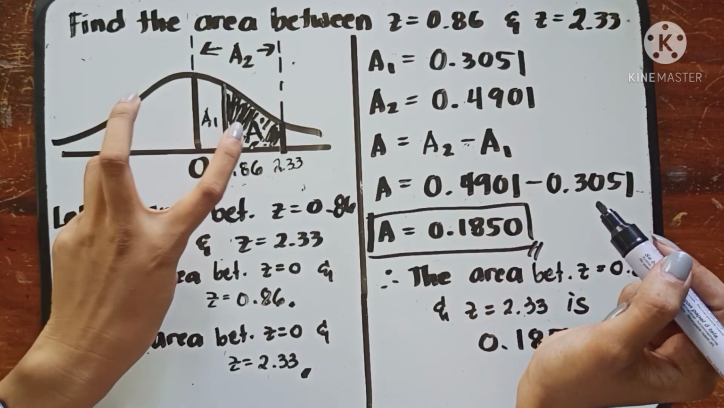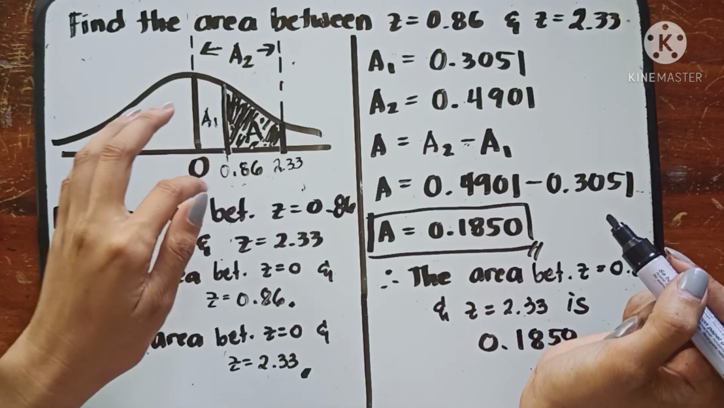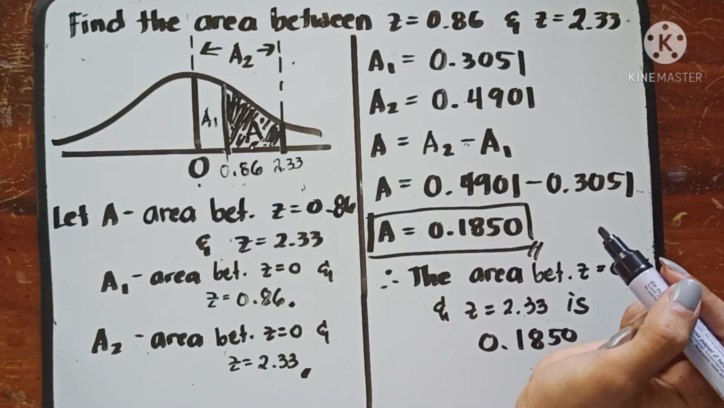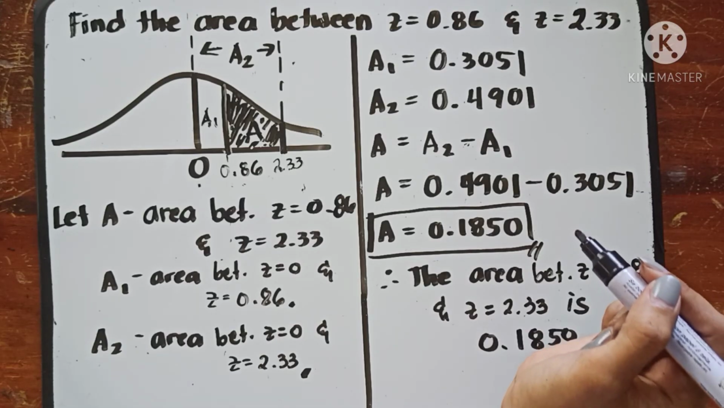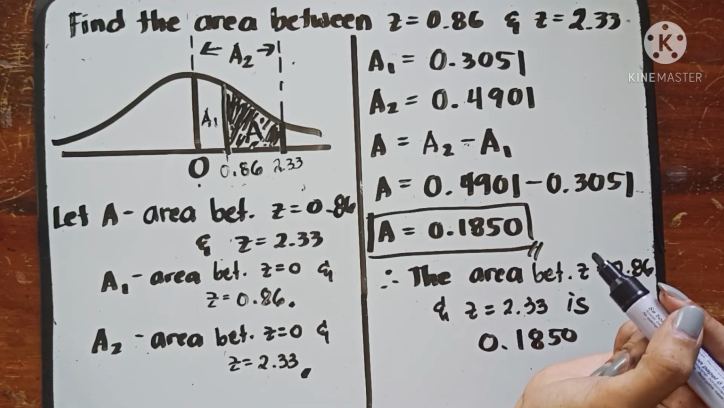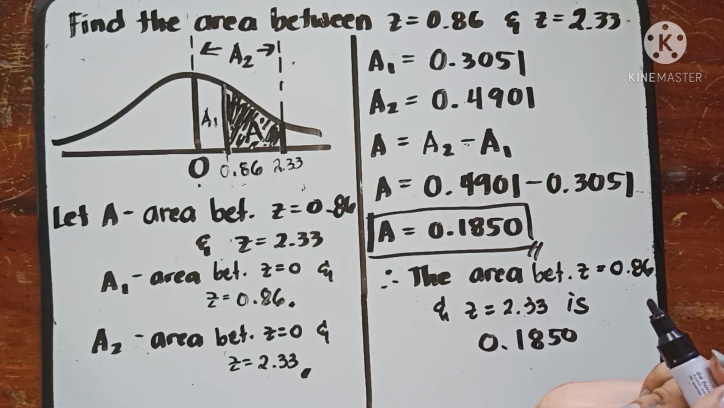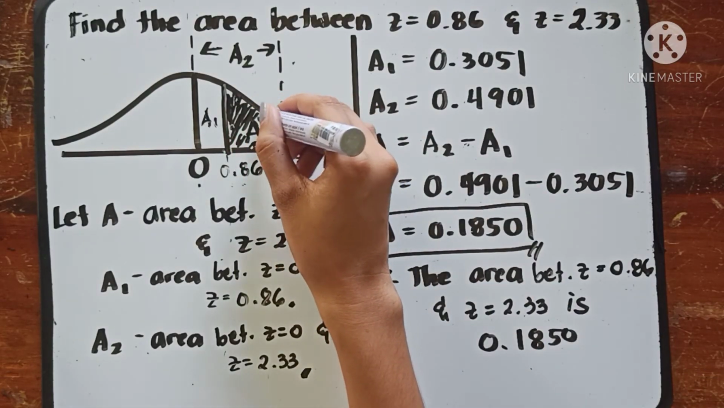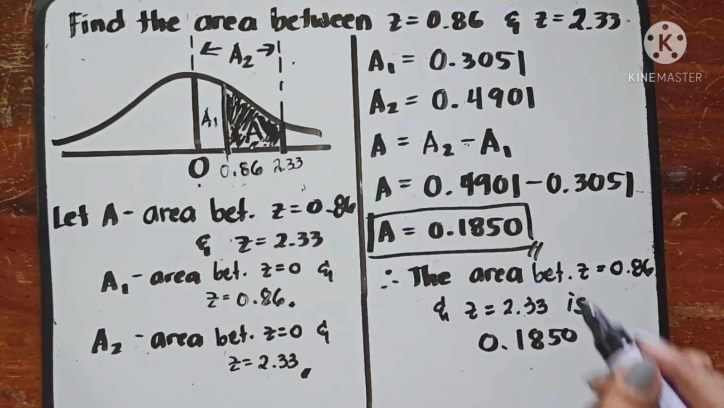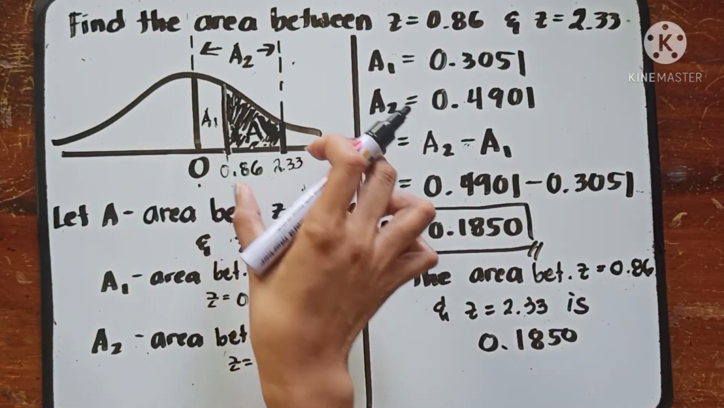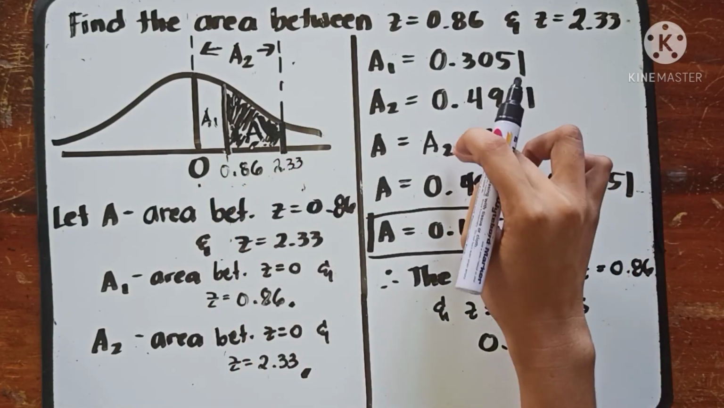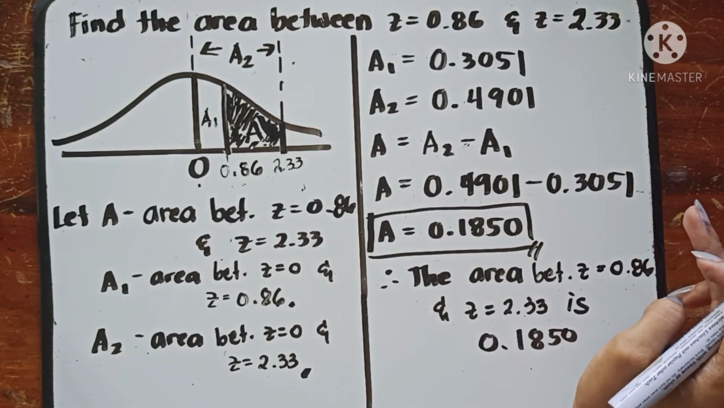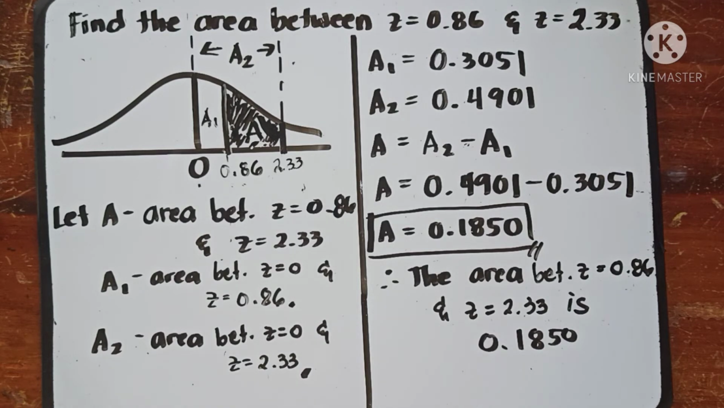Pero kapag dalawang side, so left and right, pag dalawang side ang nakuha mo sa normal curve or dalawang side ang may shade sa normal curve, ang magiging operation nun ay addition. Okay? Since ito ay isang side lang ang may shade natin, or isang side lang yung nakuha natin sa normal curve, which is right side lang naman, therefore, our operation is subtraction. So, for example, another example.